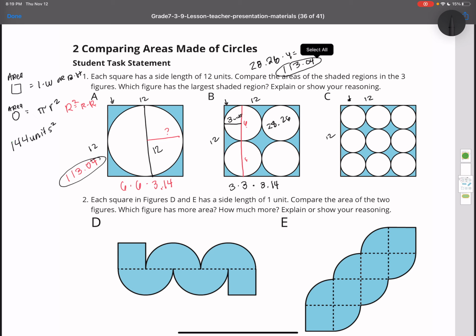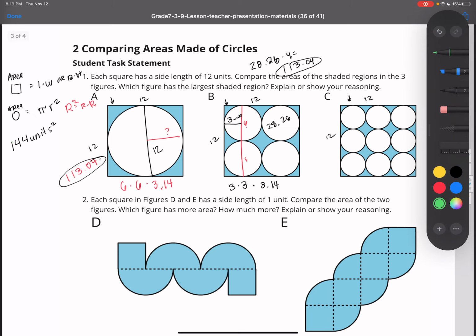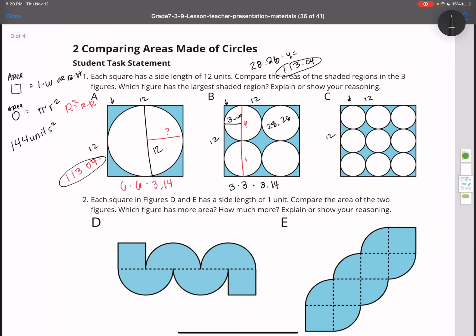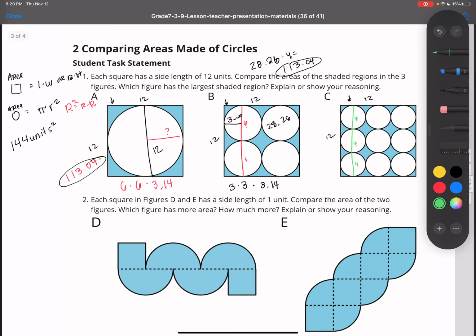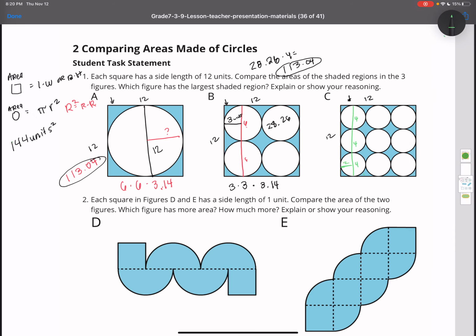So now for the last one, which is figure C, that diameter in figure C is broken up into sets of 3, which would be 12 divided by 3, which would be 4. So now the radius that we need for the area is 2. Okay, that's the radius. So it'll be 2 times 3.14. And guess what?